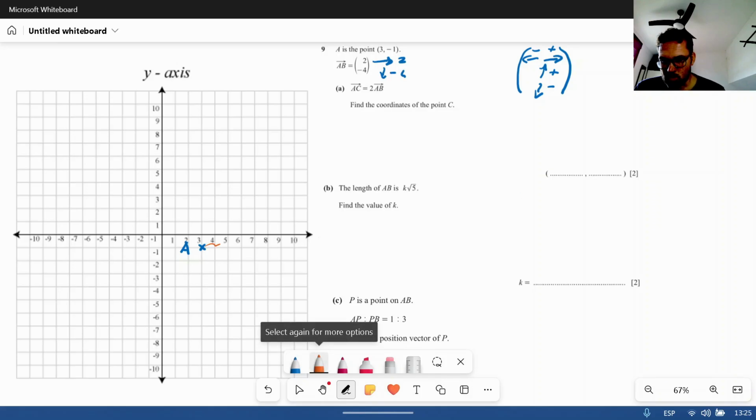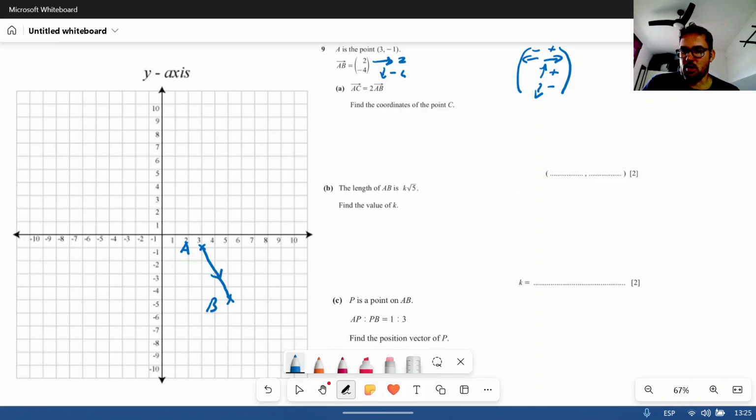So we go 1, 2, and 1, 2, 3, 4. And that is where our new point would be. There. Okay, so that will be point B. Now we can see exactly what that means. The distance between them would be the vector AB. So we can draw a line with an arrow. Right, that's the vector AB.